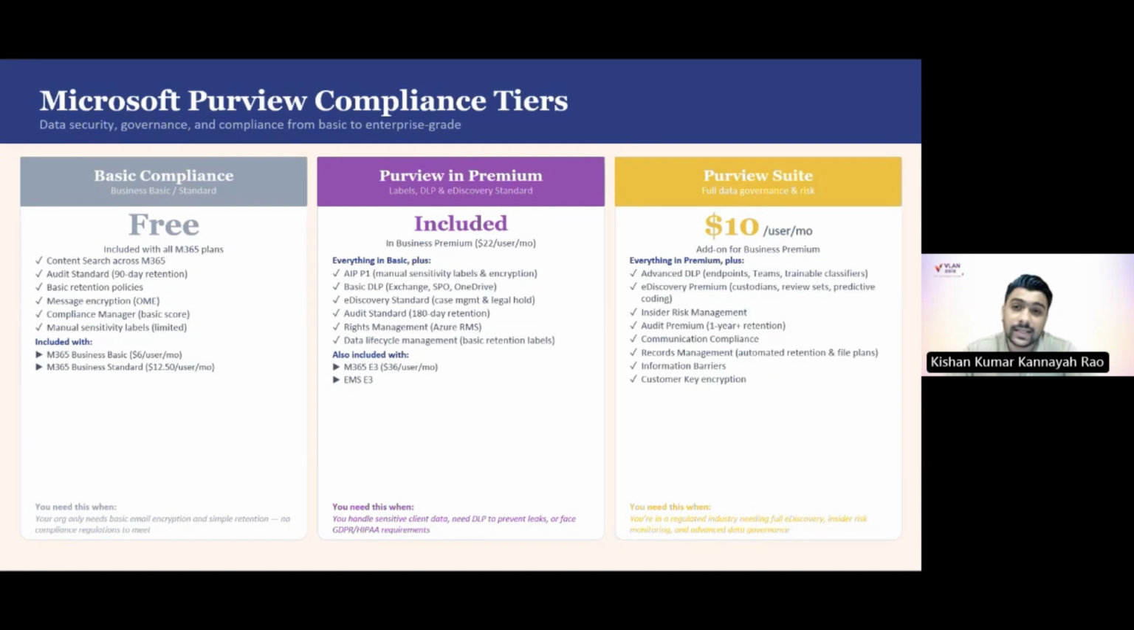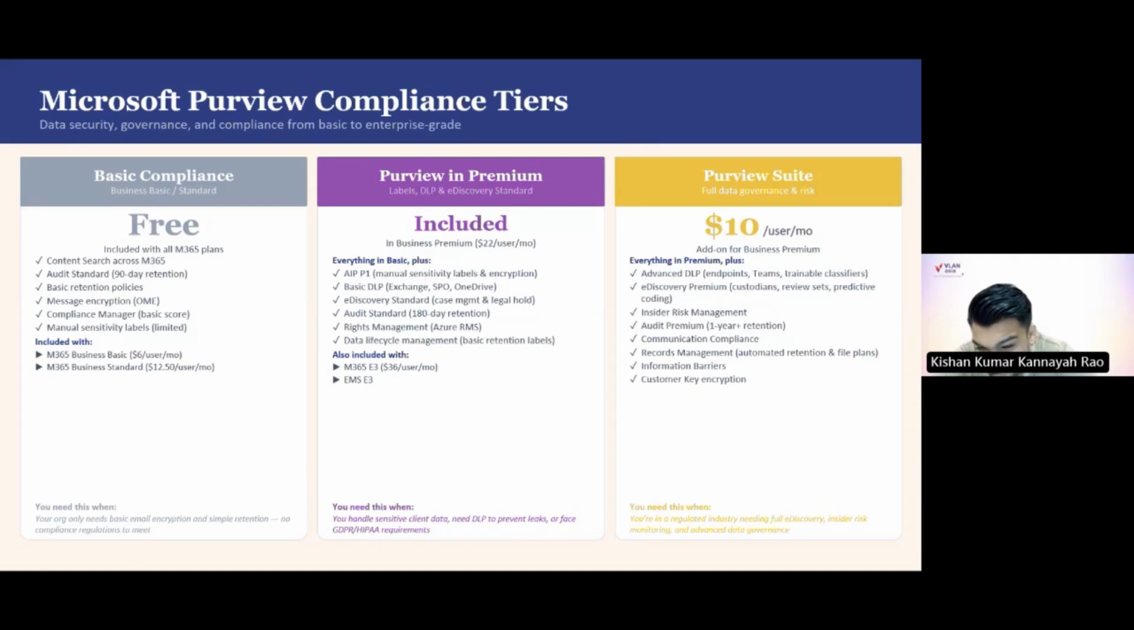Audit Standard. Now you can see it moved to 180 days. So with audit logs, you can track up to 180 days instead of 90 days in the basic version, right? Other than that, we have Rights Management in Azure, which is managing access rights. And then you have data lifecycle management. So basic retention labels. You can attach labels for lifecycle management, right? This is also included in all enterprise tiers together with the premium license, so not under Business Basic or Standard.